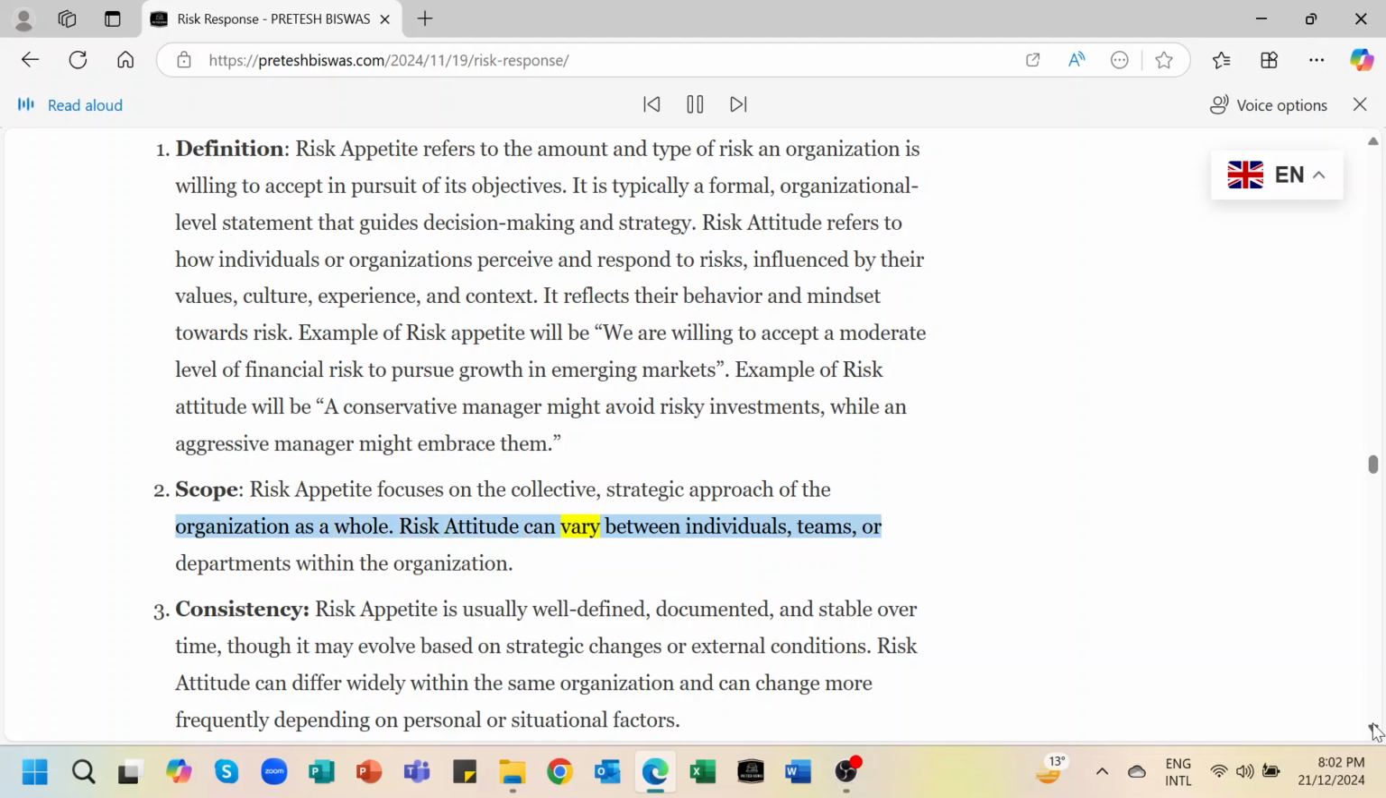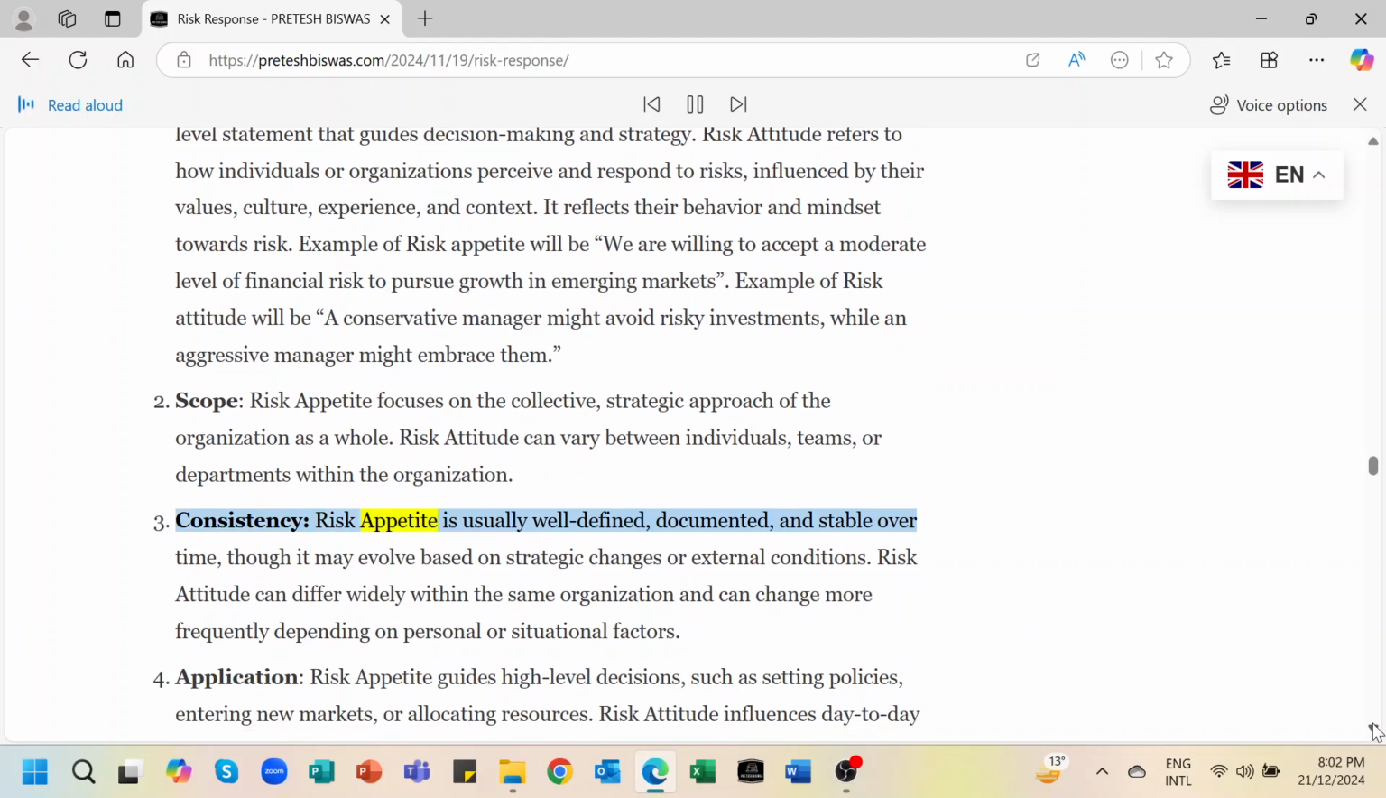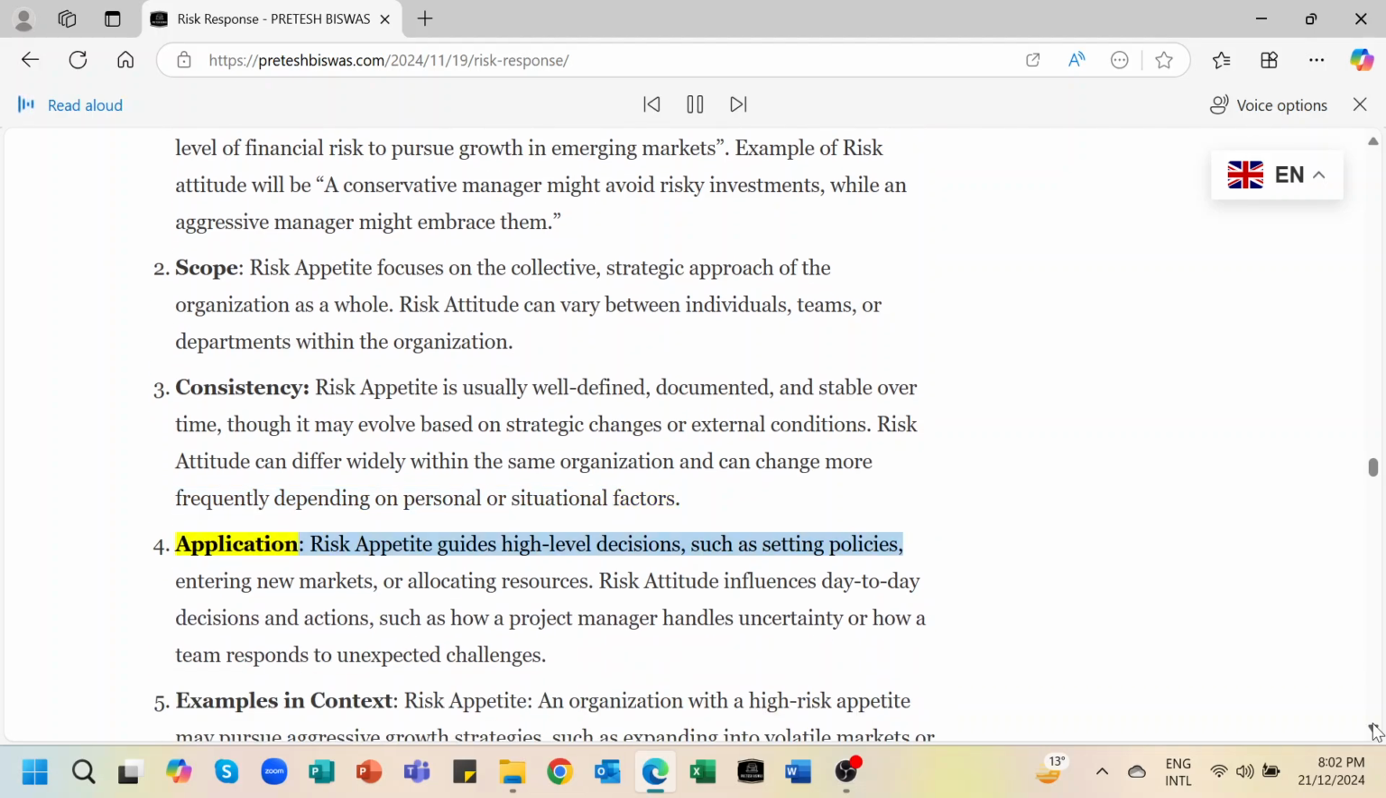Risk attitude can vary between individuals, teams, or departments within the organization. Consistency: risk appetite is usually well defined, documented, and stable over time, though it may evolve based on strategic changes or external conditions. Risk attitude can differ widely within the same organization and can change more frequently depending on personal or situational factors. Application: risk appetite guides high level decisions, such as setting policies, entering new markets, or allocating resources.